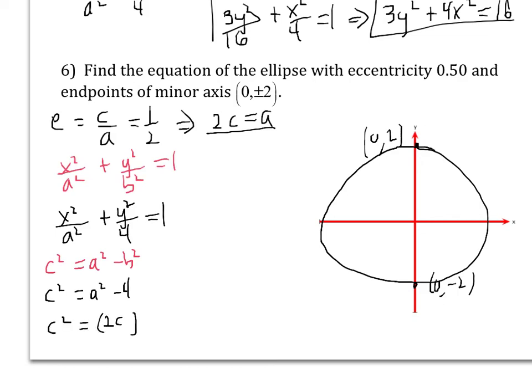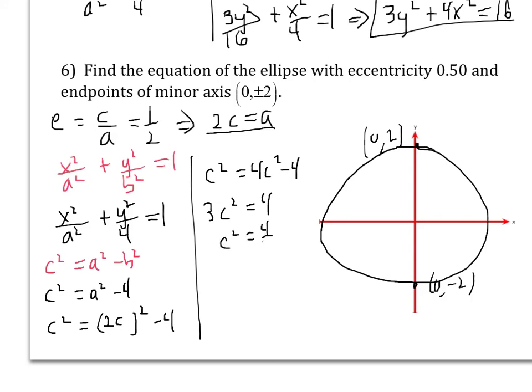With 2c. So you get c squared equals 2c squared minus 4. So that means that, let's see, c squared equals 4c squared minus 4, or that 3c squared equals 4, right? So that says that c squared equals 4 over 3, c equals 2 over radical 3. Now, we haven't found a yet, but 2c equals a, so a would equal 4 over radical 3, right? Or that a squared equals 16 over 3.